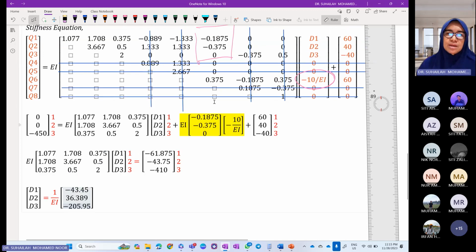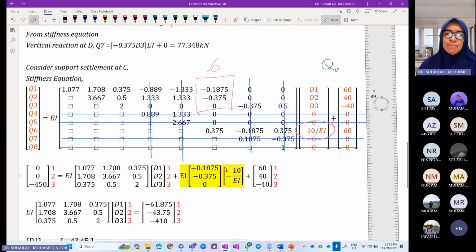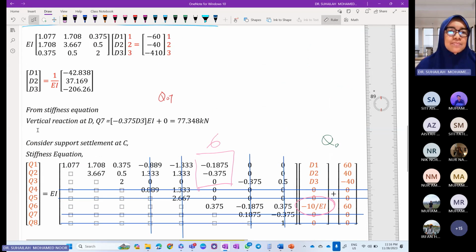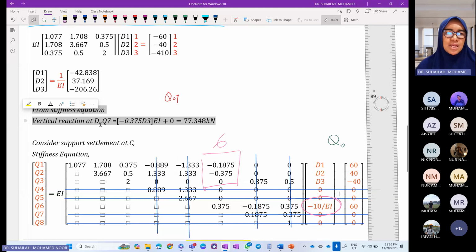Dekat yang kuning, masih lagi 10 over EI tapi dia berubah tempat. Dia mungkin dekat 4, dia mungkin dekat 6, dia mungkin dekat 7. Dekat 7 lain, dekat 6 lain, dekat 4 lain. Okay, so ada changes kat sini kan. So with this value, kita boleh calculate balik nilai ni. Okay.